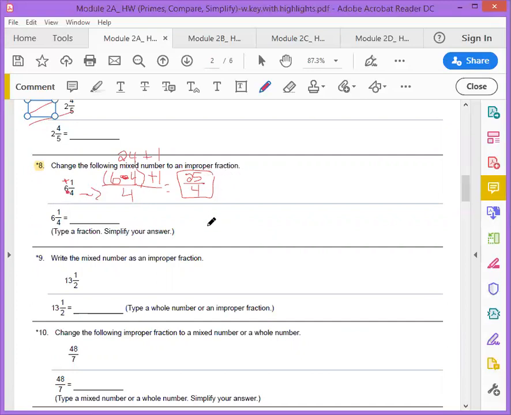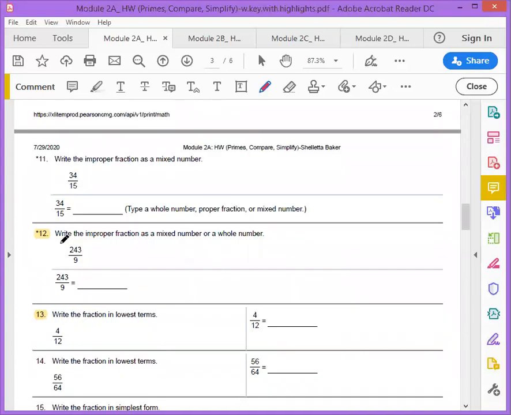All right, moving on to number 12. For problem number 12, it asks you to write this improper fraction as a mixed number. So now we're going backward. Look at our improper fraction. It's 243 divided by 9. And we have to divide in order to change this to a mixed number. So remember, the bottom number goes outside of your division bar. 243 in this case will go inside, and then we'll begin dividing.